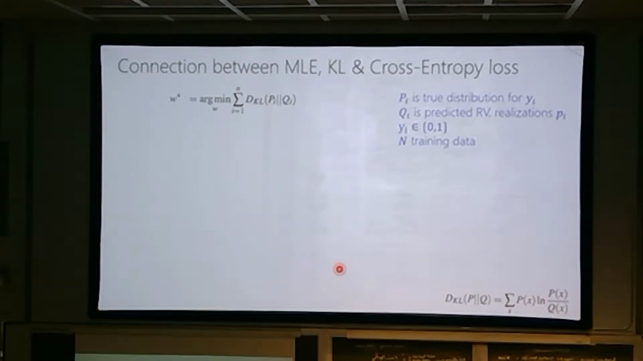But the key thing is to just remember here that pi is essentially the true distribution, and we have these realizations of it that are yi, the observations. And then we have these qi, which are predicted from the predictive model, from logistic regression, and we're going to think of realizations of that as pi. And of course, the data, the labels are in 0, 1, and we're going to say that we have n training data points.